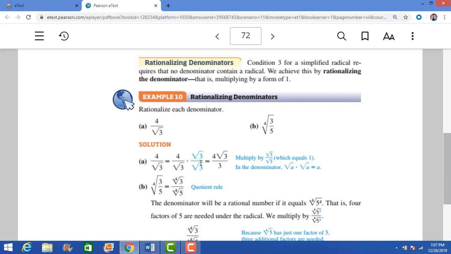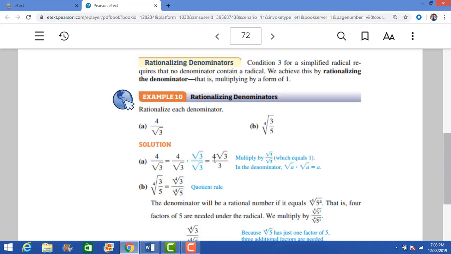And what's going to happen is that's going to get rid of the radical in the denominator. And so that's going to give us 3. And we end up with 4 root 3 divided by 3, and we're done. Okay, so now this is going to be our final answer.